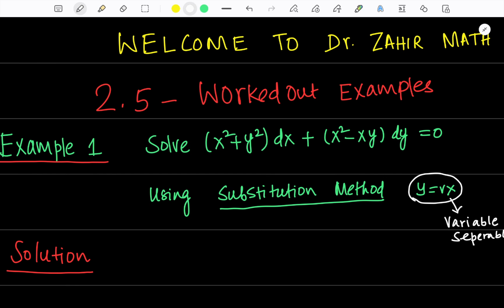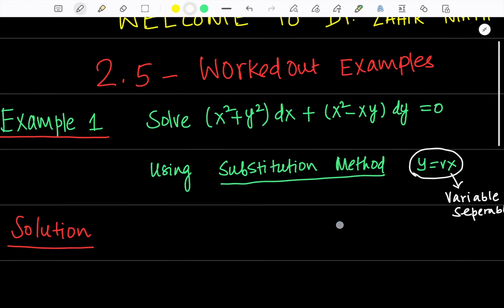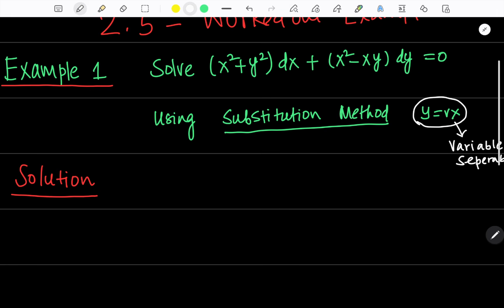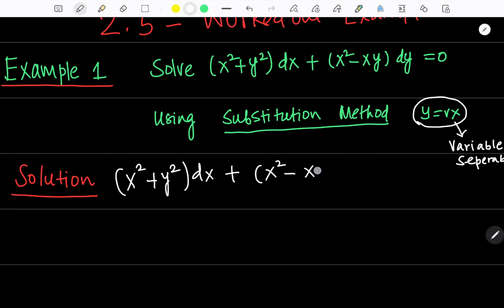Let's get started and make these methods as clear as possible. So let's start the first one, substitution method. Okay, right. So what is the equation? x square plus y square into dx plus x square minus xy into dy equal to 0.